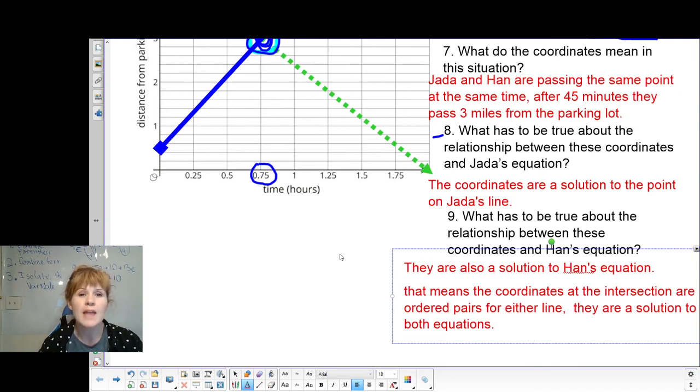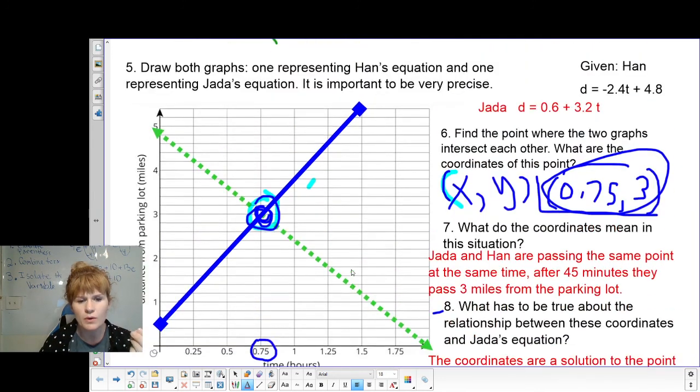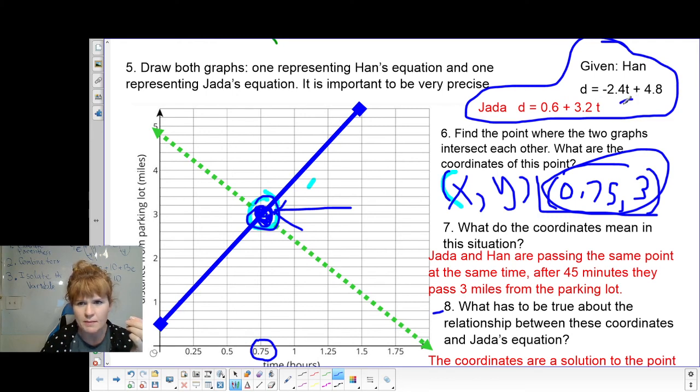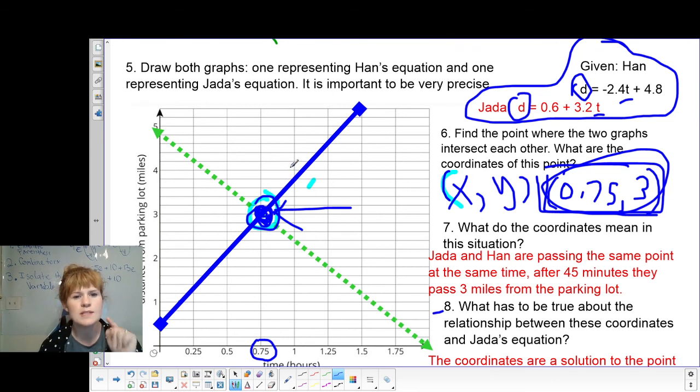And that is the learning goal for this assignment. The learning goal for this assignment is to see that where the lines intersect, the coordinates at that point satisfy both equations. We have Han's equation, we have Jada's equation. And at the time 0.75, the distance is 3 miles for either one of them. So these coordinates are a solution for both equations. And on the graph, you see that where the lines intersect. Good job.